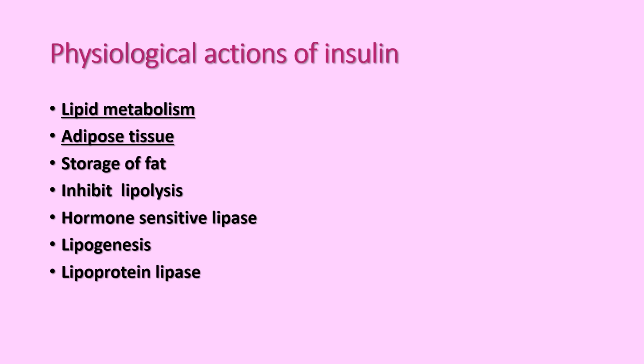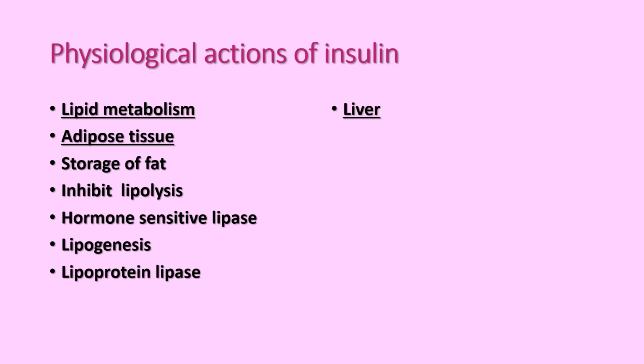Triglyceride does not directly enter the adipose tissue. So triglyceride is converted to fatty acid by the lipoprotein lipase present in the vascular endothelium. That fatty acid enters the adipose tissue and is stored as triglycerides.